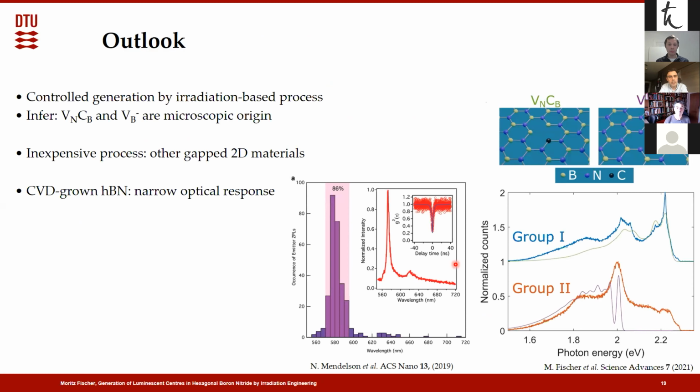And during the progress of my PhD, of course, the literature moved on. For instance, the chemical vapor deposition grown hBN showed a narrow optical response. So the zero phonon line is not over hundreds of milli-electron volts in their case, as shown in the beginning of my talk. And also, there was this recent discovery from the group of Igor Aharonovich, where they identified that single photon emitters are carbon containing.